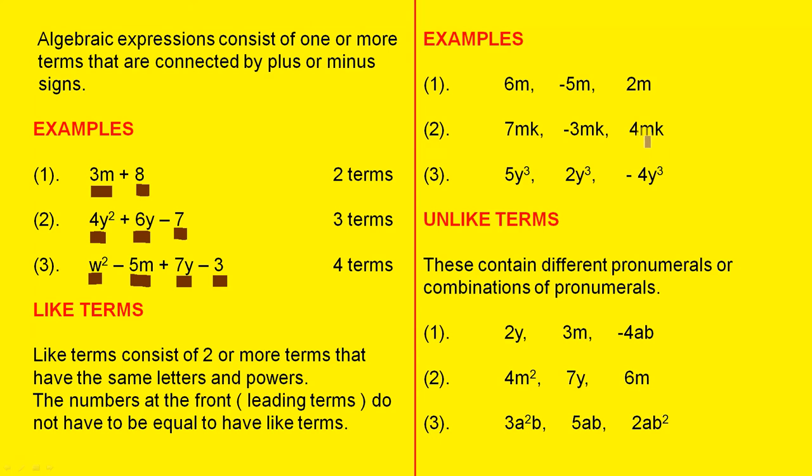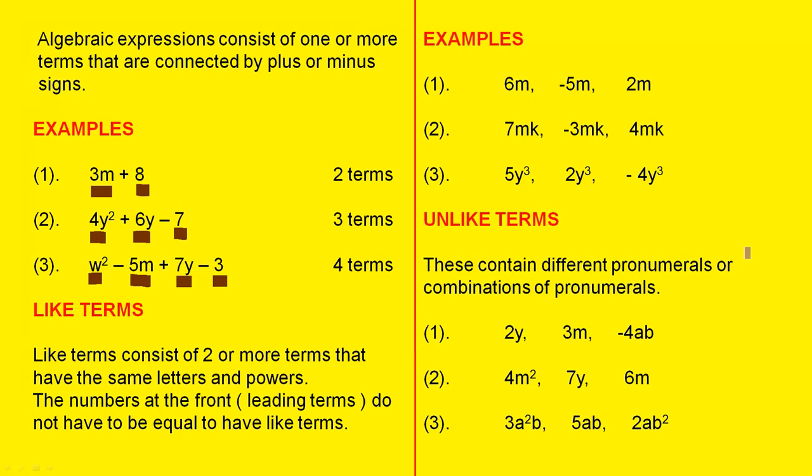In number 2, we also have three terms. Each of them has an mk. Letters are all the same. Powers are the same. They're all like terms. Don't worry about the leading terms, that is the 4, the minus 3 and the 7. They don't have to be the same. It's the letters that are important, or the pronumerals. And the last example, we have 1, 2, 3 terms. We have y cubed in each term. So we have three like terms.